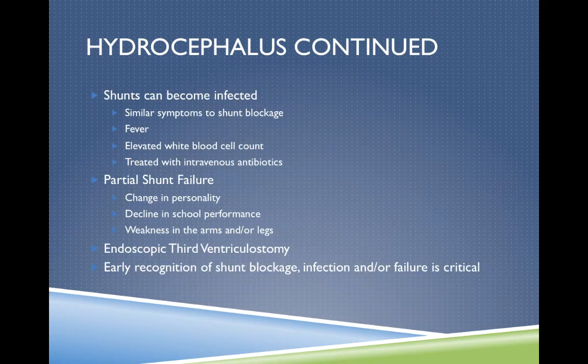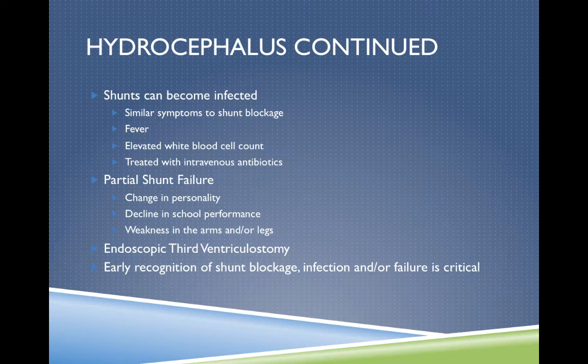As I said on the last slide, shunts can be infected or blocked or even fail. A shunt infection has similar symptoms to a shunt blockage. It could include fever, elevated white blood cell counts, and is treated with intravenous antibiotics. With partial shunt failure, you may see a change in personality, a decline in school performance, and weakness in the arms and/or legs.